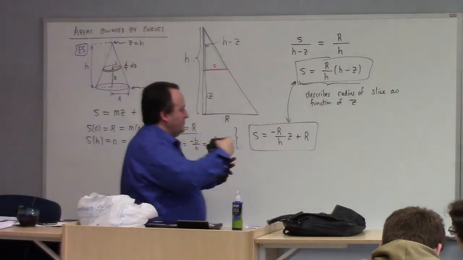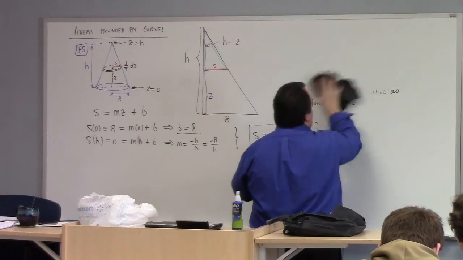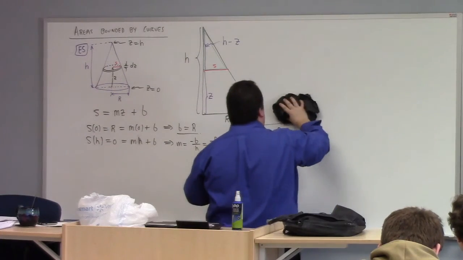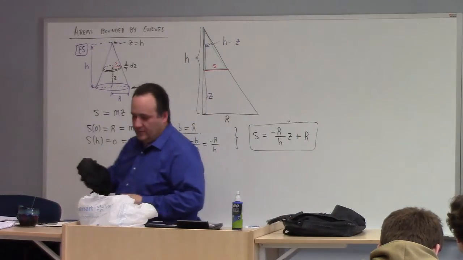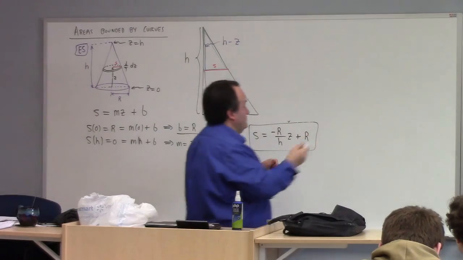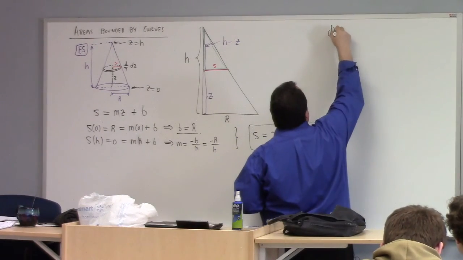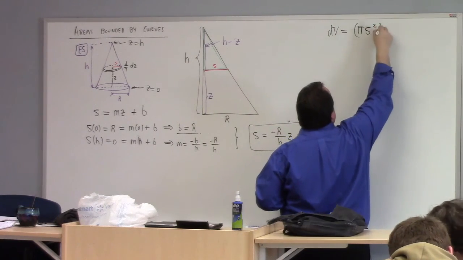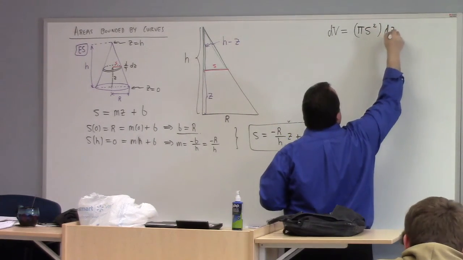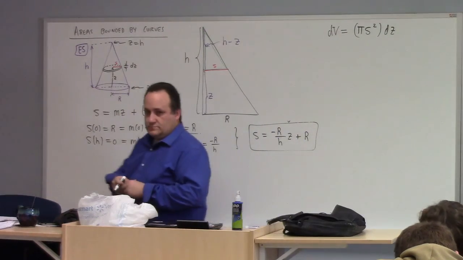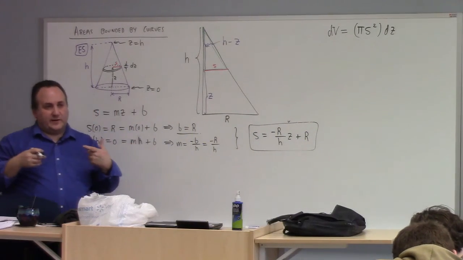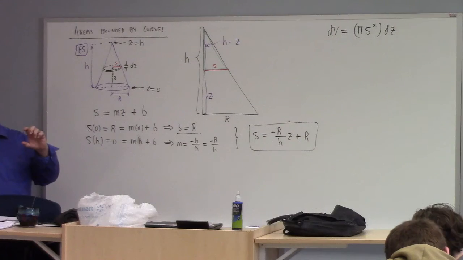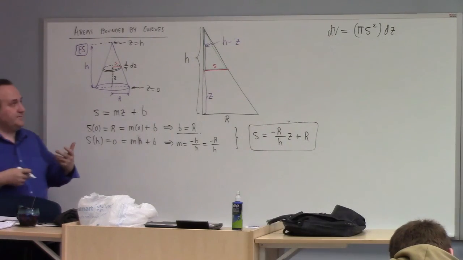Fun. I'm going to erase this. I'm going to leave us one of the formulas, though, because we're going to need it. So dv is what? The volume of the slice is pi s squared times dz. Why is that? The area of the slice is pi s squared, right? The thickness is dz. So that's the volume.